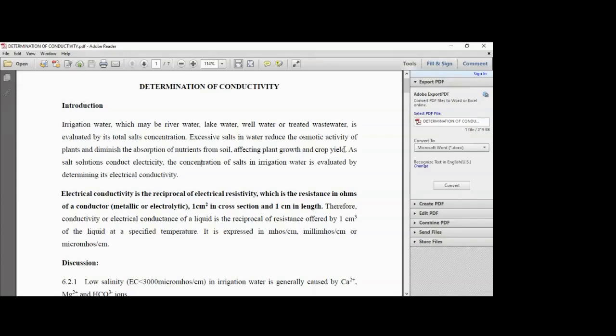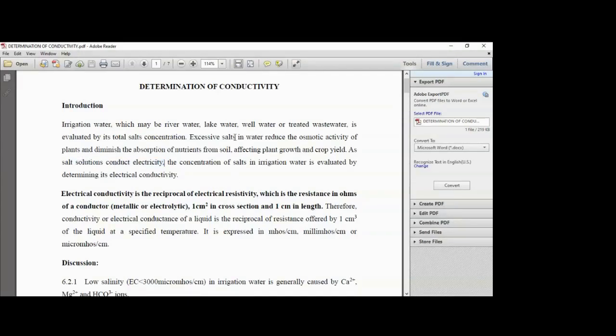Now, as salt solutions conduct electricity, the concentration of the salts in the irrigation water is evaluated by determining the electrical conductivity. Now, why is this happening, that the irrigation water is affecting the plant growth and crop yield? It is because of the excessive salt in the water. And how can we particularly find out excessive salt? Here the excessive salts are correlated with the conduction of electricity.